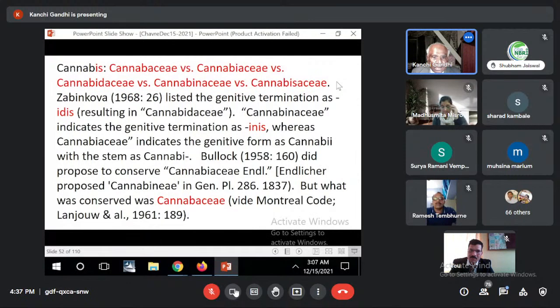And finally, the code settled for cannabis, the genitive form is cannabis itself. That is the nominative form. What is the nominative form? The name. Your name is the nominative form. My name is the nominative form. The nominative form and the genitive form are the same.